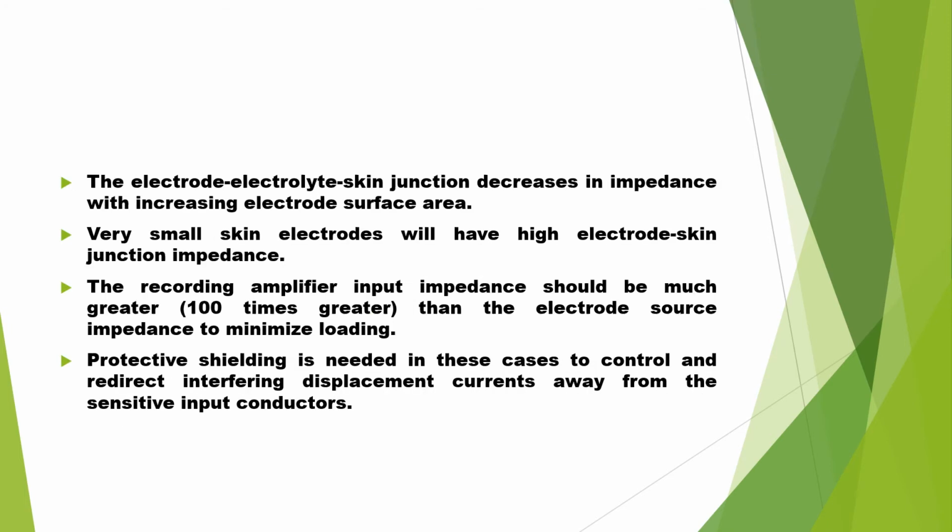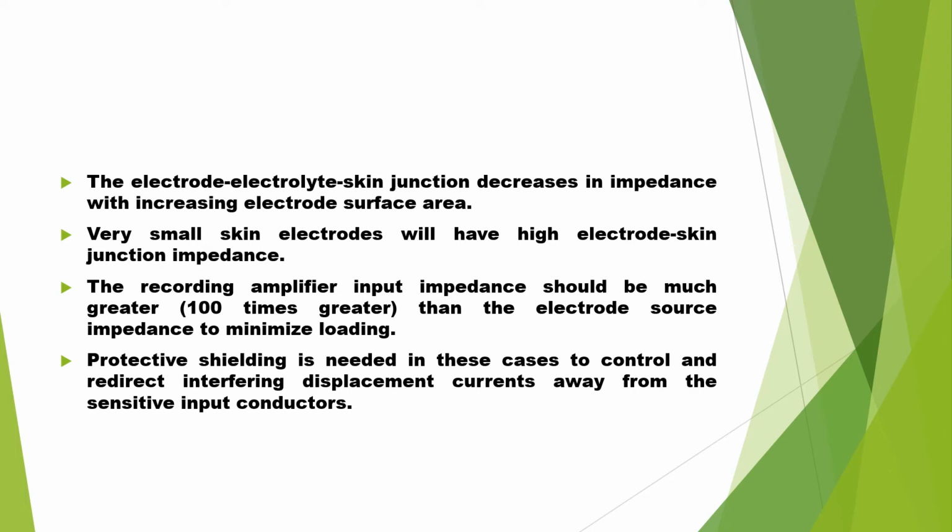The electrode-electrolyte-skin junction decreases in impedance with increasing electrode surface area. Conversely, very small skin electrodes will have high electrode-skin junction impedance. As electrode contact areas shrink, increasing demands are placed on the recording amplifier. This is because the recording amplifier input impedance should be much greater, that is 100 times greater, than the electrode source impedance to minimize loading.